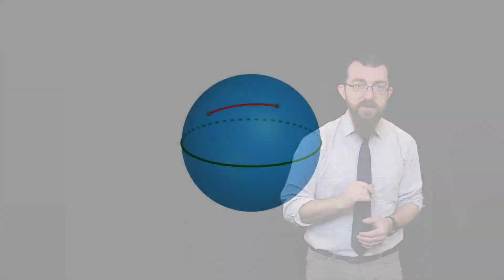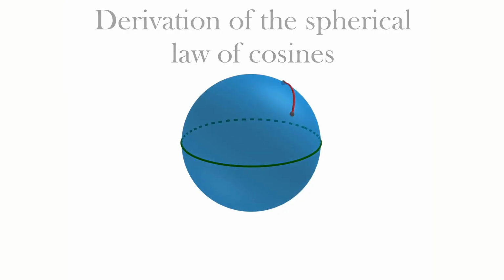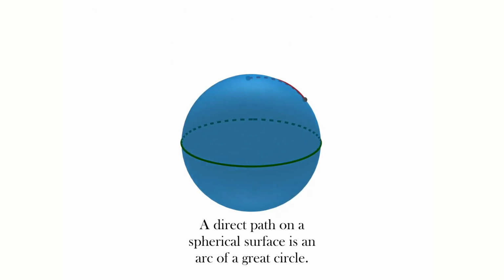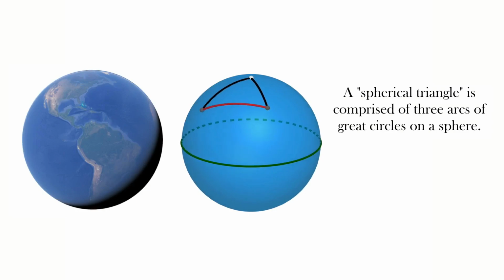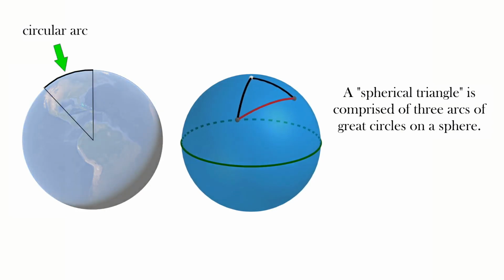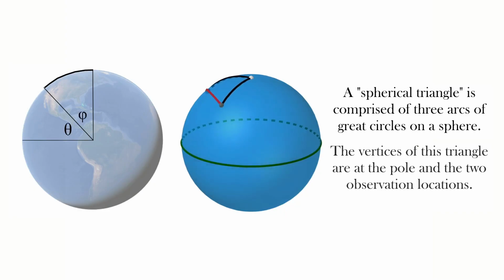Speaking of the formulas, the spherical law of cosines can be derived as follows. A straight path on a spherical surface follows a great circle, which is a circle with the same diameter as the sphere. That means that the sides of a spherical triangle are circular arcs, not line segments. The vertices of our spherical triangle are a pole and our 2 observation locations. The sides connecting each observation location to the pole are the complements of their latitudes.